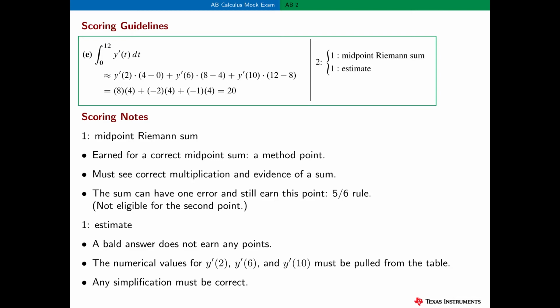Here are the scoring guidelines for this problem. Part E was worth 2 points: 1 point for the correct form of the midpoint Riemann sum, and 1 point for the final estimate.